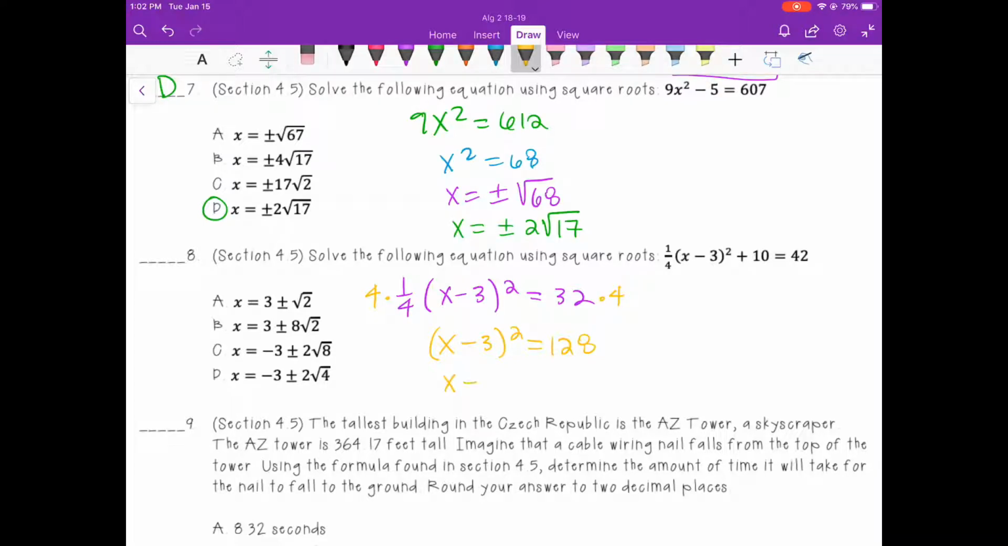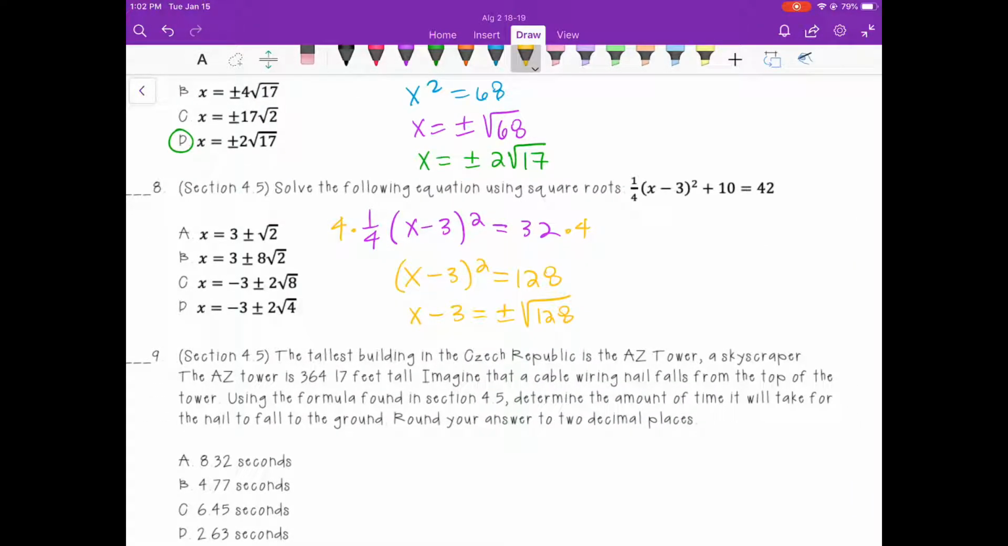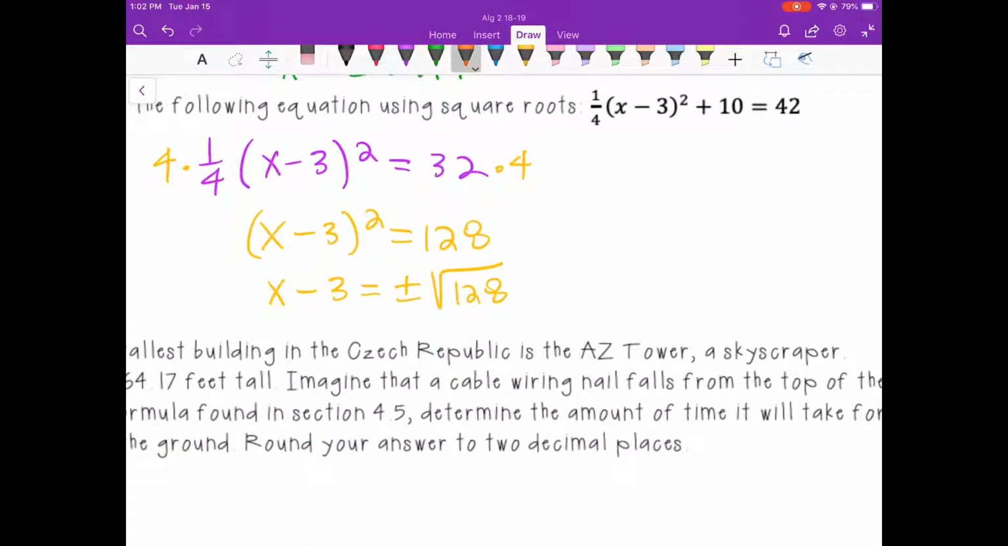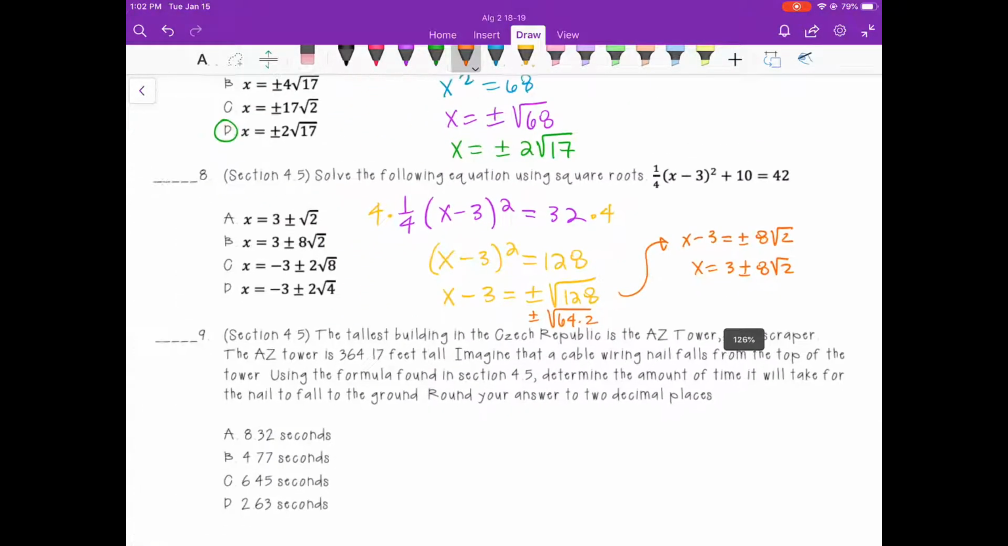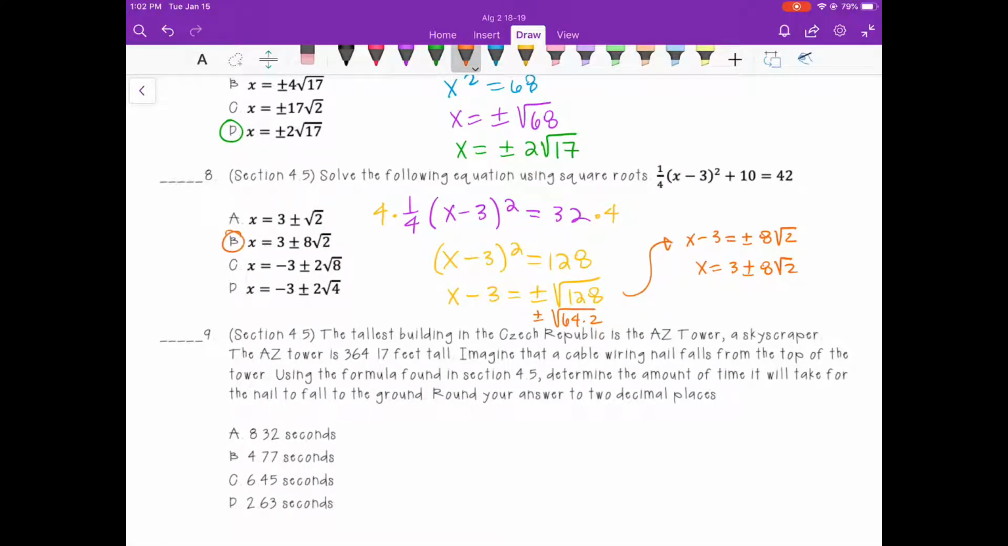We square root both sides. X minus 3 equals the plus or minus square root of 128. Now 128 has 64 for a factor, so then you can call that right-hand side the square root of 64 times 2, which would become 8 radical 2. So we have x minus 3 equals plus or minus 8 root 2. Add 3 to both sides, 3 plus or minus 8 radical 2. That looks like it is B.